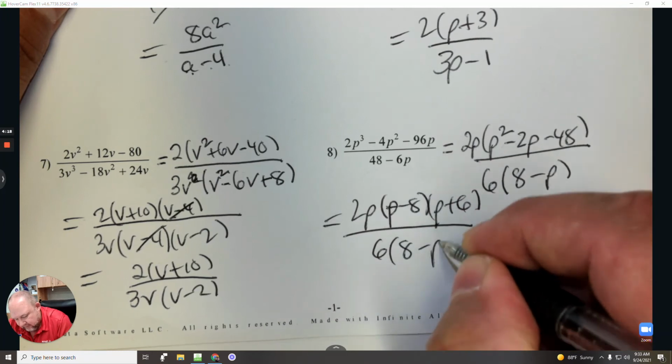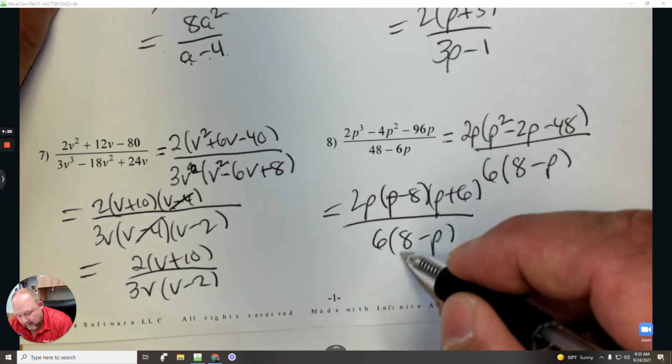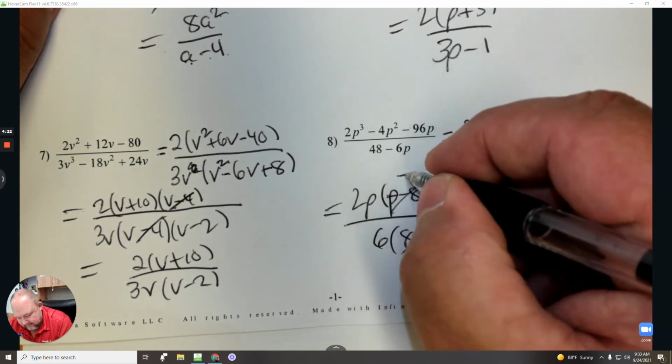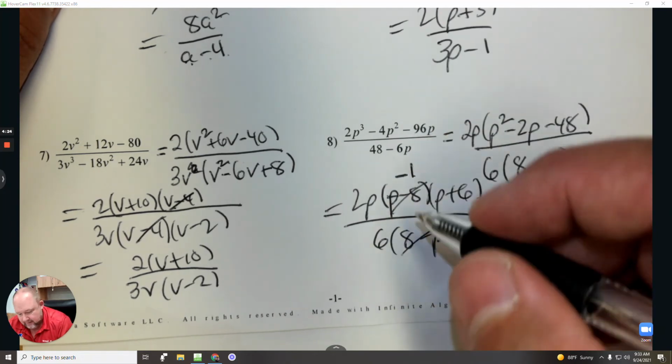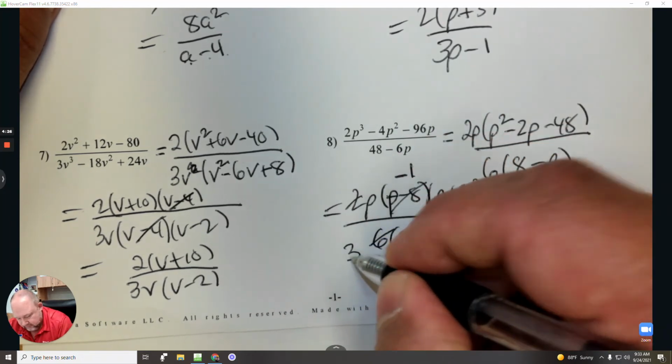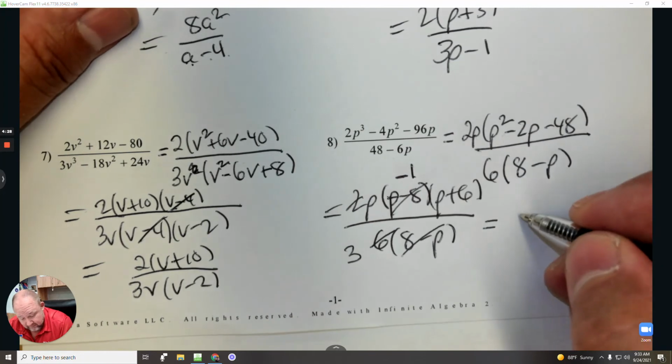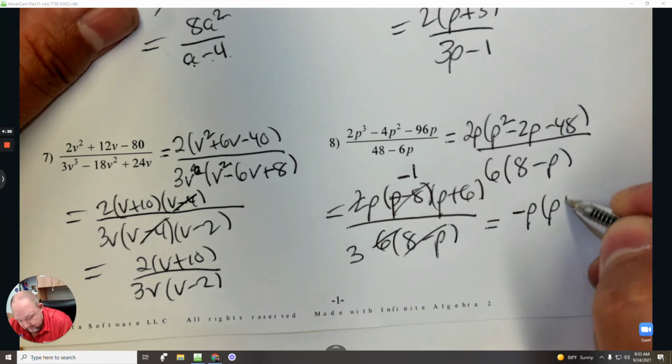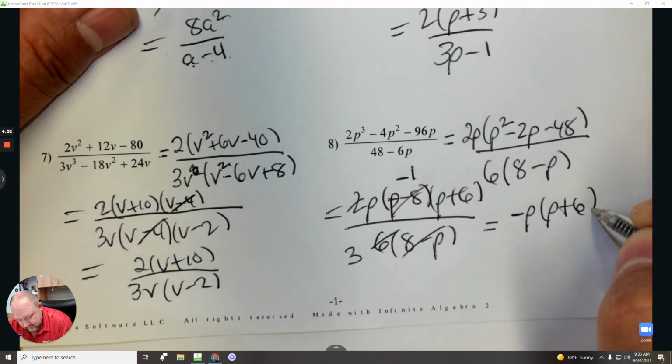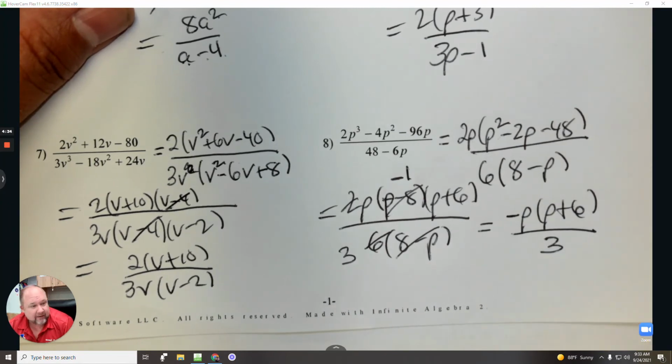I want you to notice that these are opposite factors. So that leaves me with negative 1. And 2 makes the 6 into a 3. And that's everything. So I have a negative p plus 6, and then a 3 in the denominator. That's what's left over.